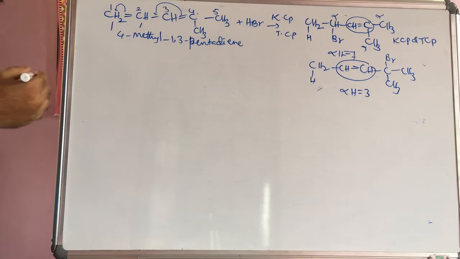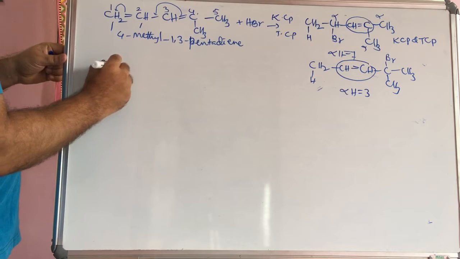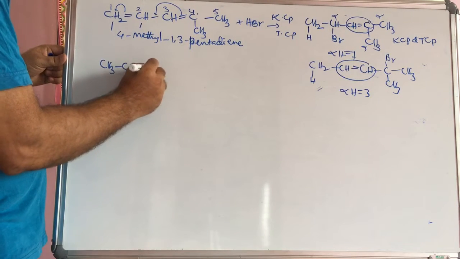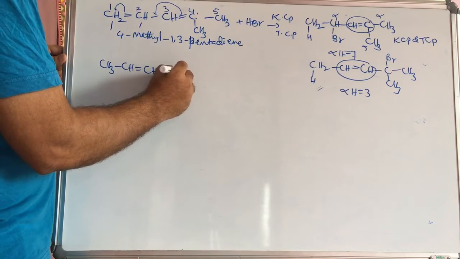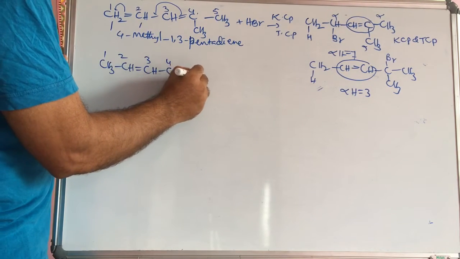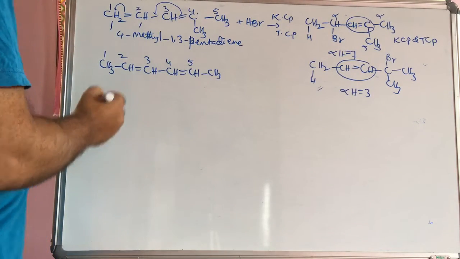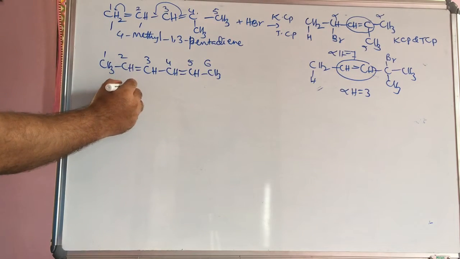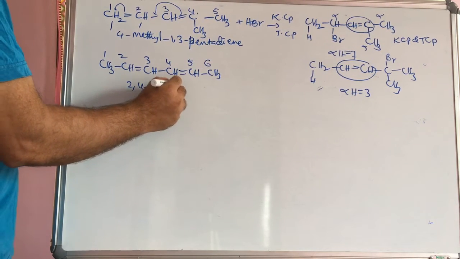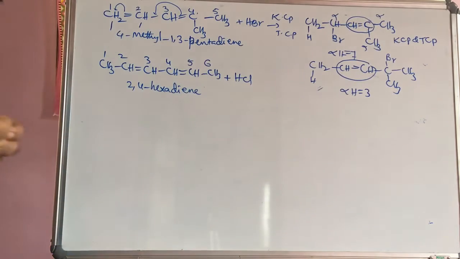If you take one more example, that is 2,4-hexadiene. 2,4-hexadiene means CH3, CH, double bond, CH, CH, 1, 2, 3, this is a 4 double bond, CH, this is the fifth one, and this is CH3. Here this is the sixth one. What is the name of this? 2,4-hexadiene. If you take HCl now, then what will be the major product?